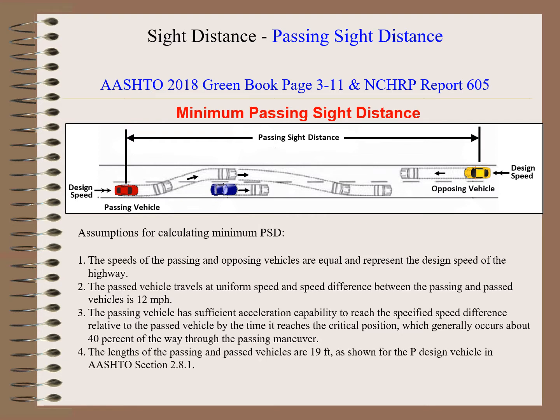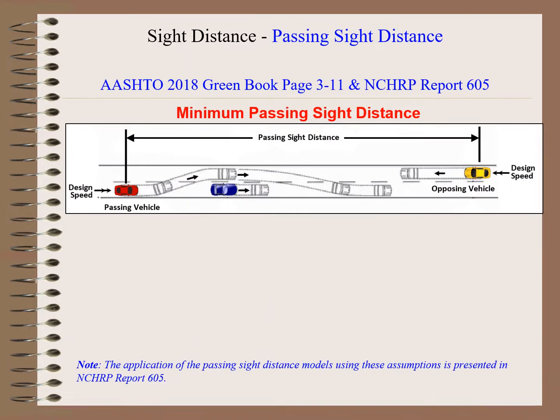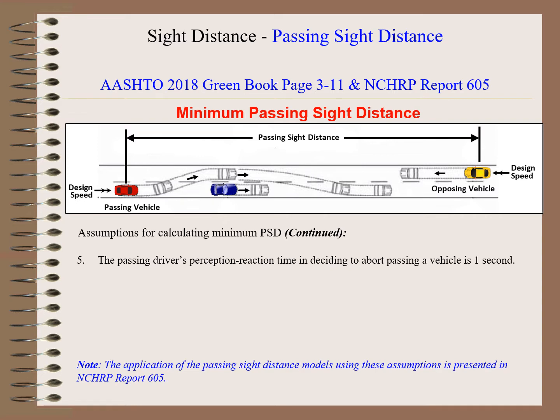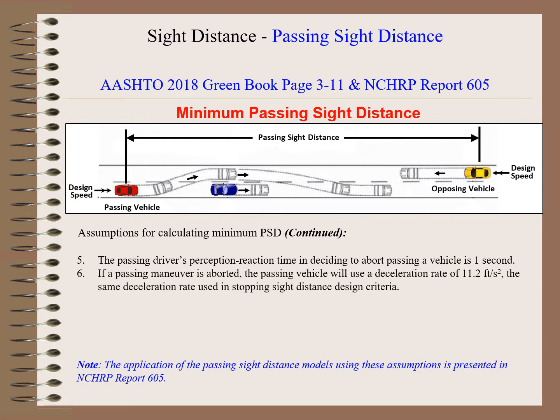4. The lengths of the passing and passed vehicles are 19 feet, as shown for the P design vehicle in the AASHTO section 2.8.1. 5. The passing driver's perception reaction time in deciding to abort the passing maneuver is 1 second. 6. If the passing maneuver is aborted, the passing vehicle will then use a deceleration rate of 11.2 feet per second squared, the same deceleration rate used in the stopping sight distance design criteria.